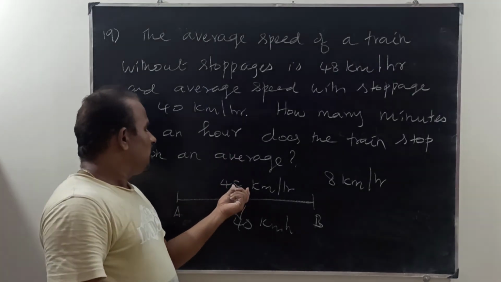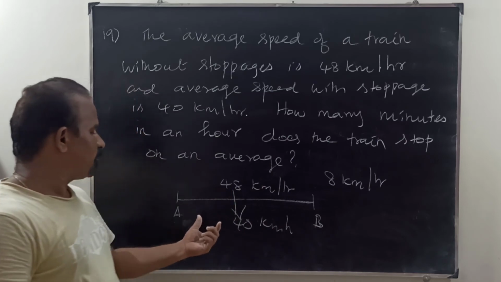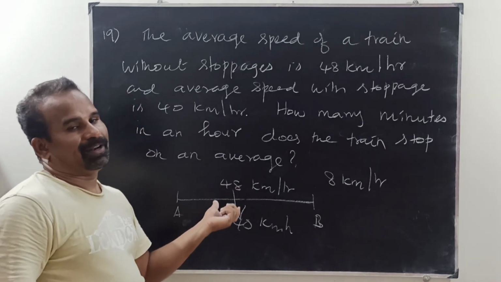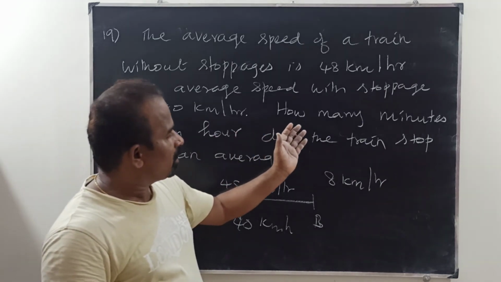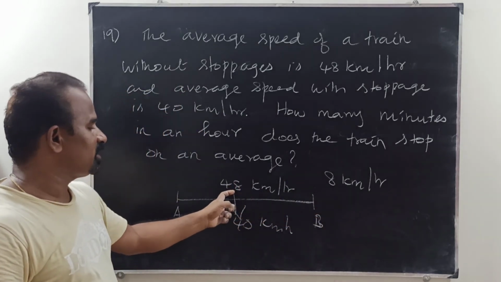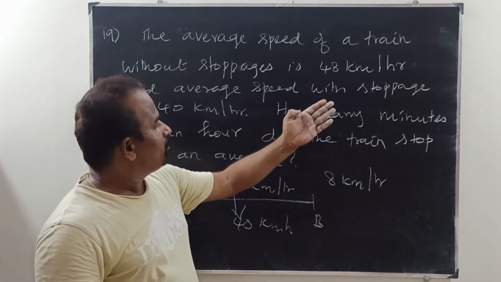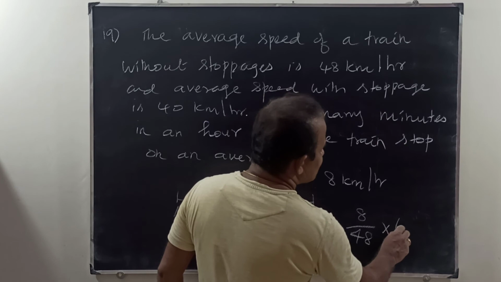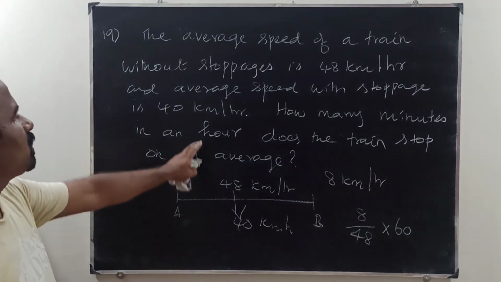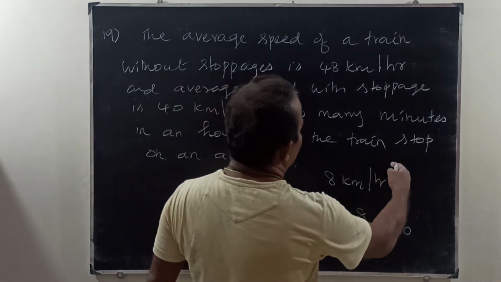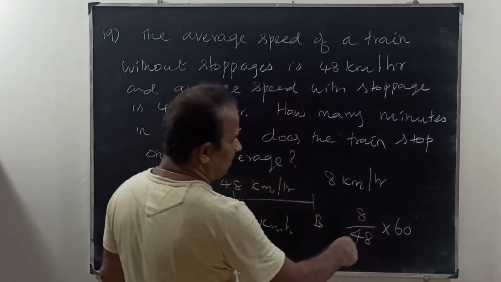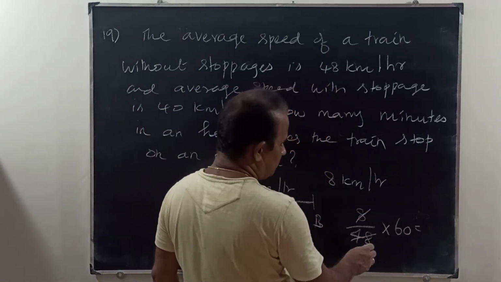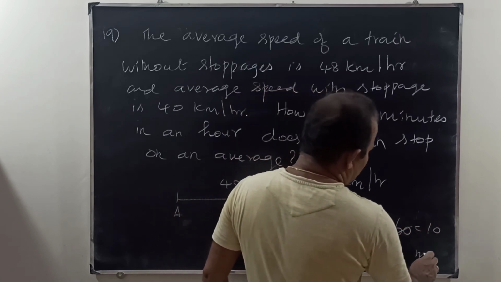So therefore 8 kilometers he saves. Without stoppage he saves 8 km out of 48 km. If they are asking what is the percentage, means 8 divided by 48 into 100. Here how many minutes in the sense? So 8 out of 48 into 60. Now because it is kilometer per hour, but we need minutes, therefore we will be getting 8 by 48 hour, into 60 we will be getting minutes. So this is equal to 10 minutes. Therefore answer is 10 minutes.